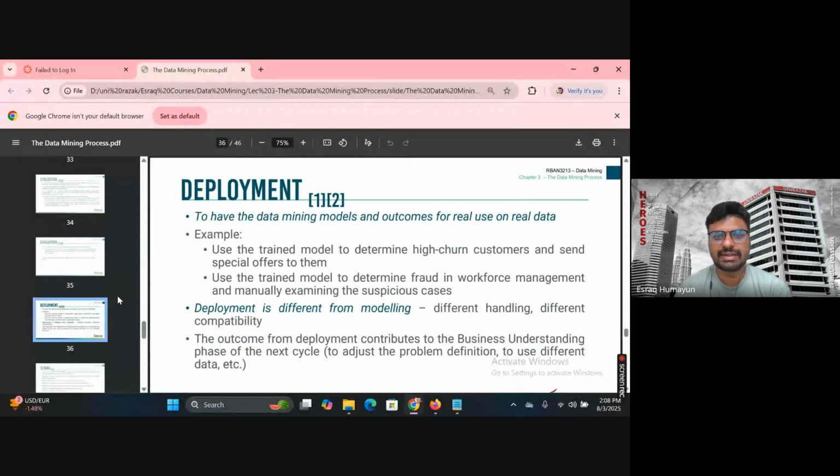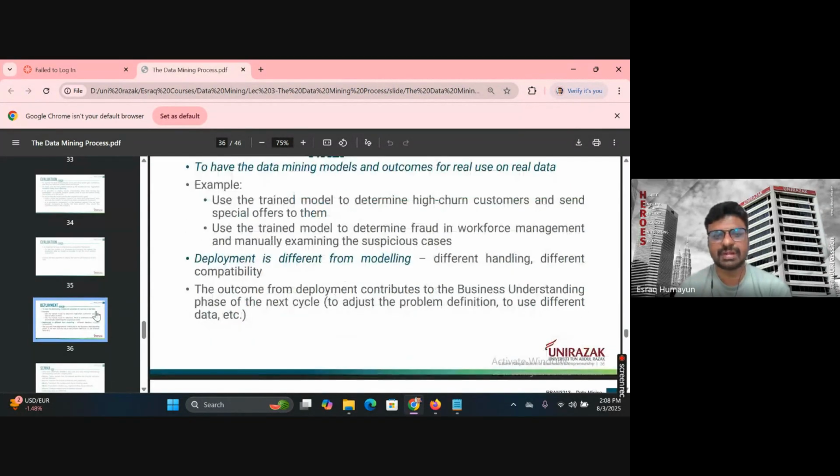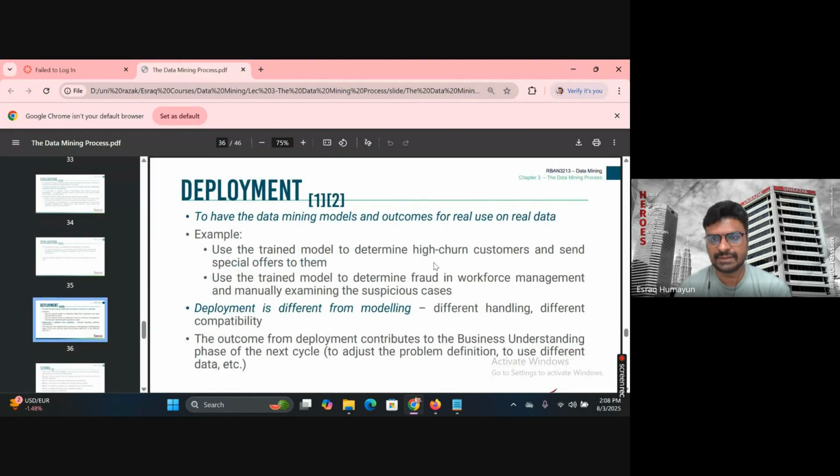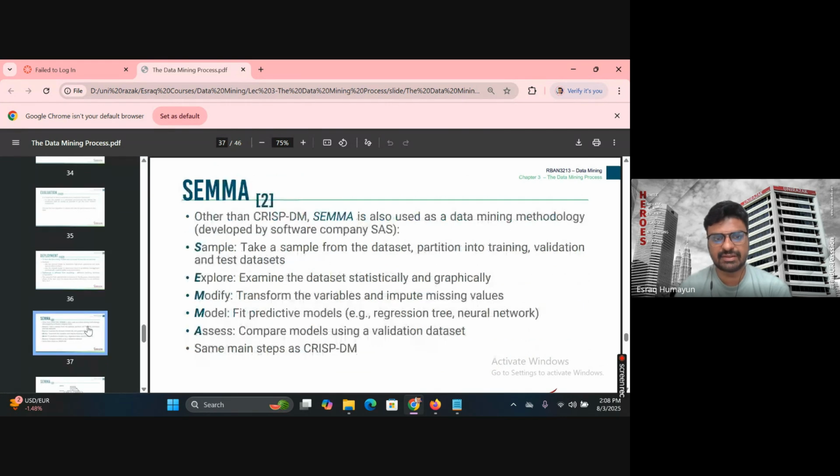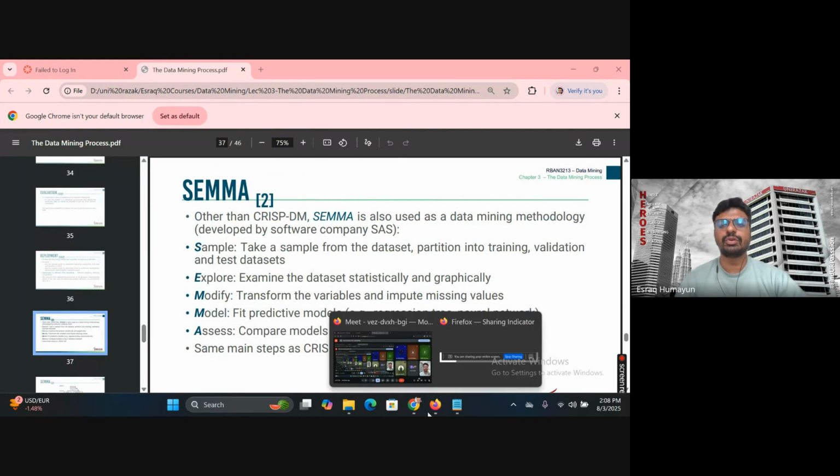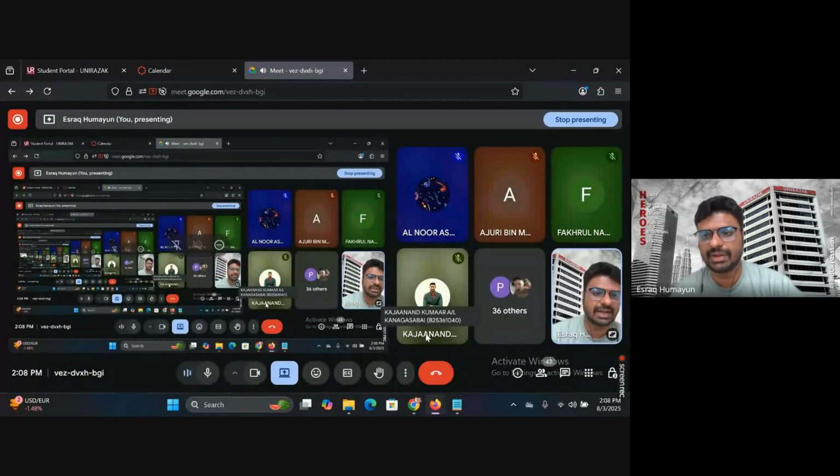So till now, and deployment, what we have told is deploying in various diagrams and related things. Do you have any question from this data mining process, dear students, or was the example I have given enough?